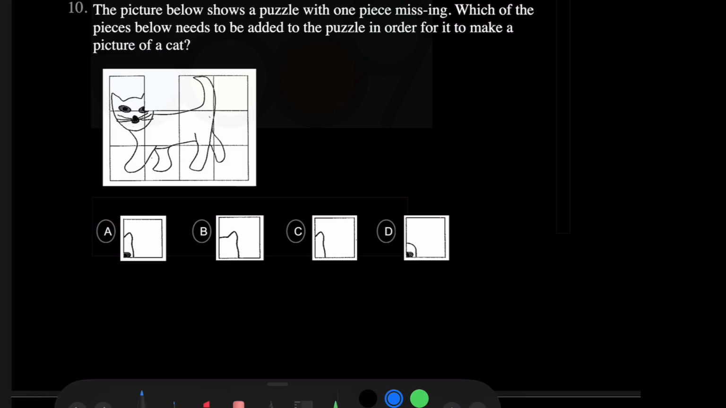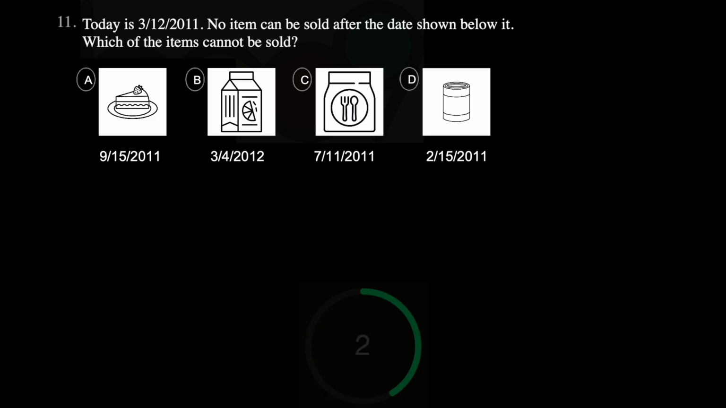The picture below shows a puzzle with 1 piece missing. Which of the pictures below needs to be added to the puzzle in order for it to make a picture of a cat? We can see that this is the piece that is missing. First, we notice that the part of the eye is missing. B has no eye, so it cannot be the correct choice. C again has no eyes, so it cannot be the correct choice. Then we notice that the part of the ear is missing, which is pointed. D, the ear is not pointed or is not there, so D cannot be the correct choice. A, the ear is pointed, so A must be the correct choice.